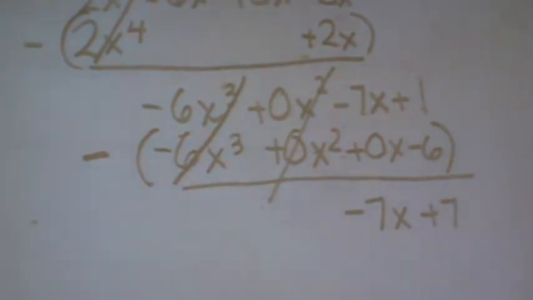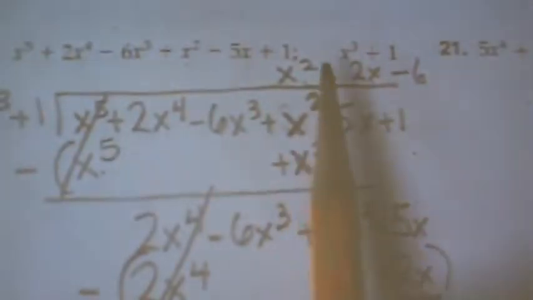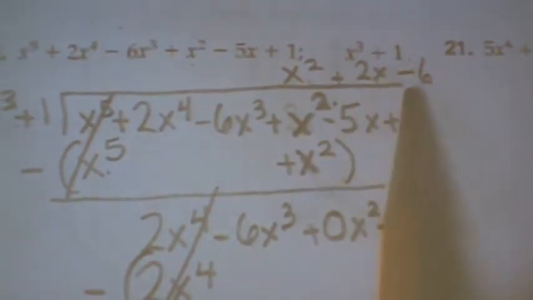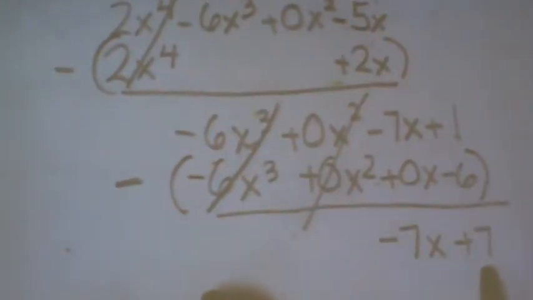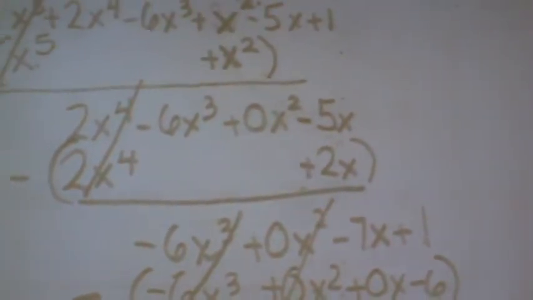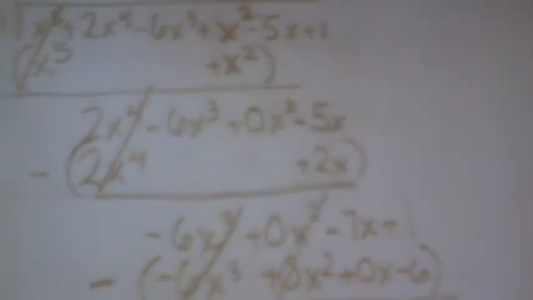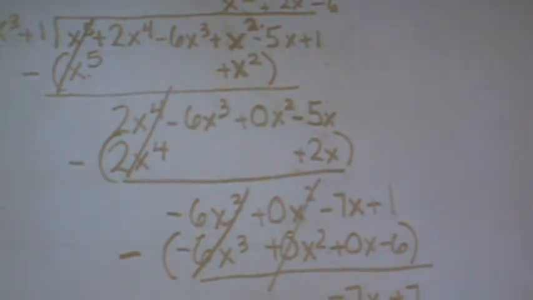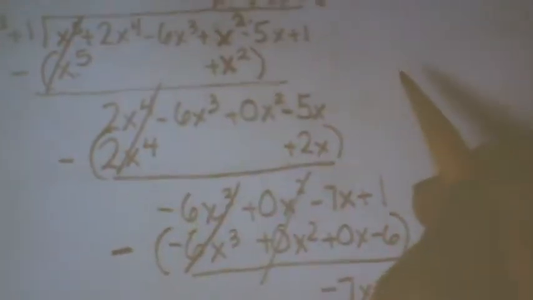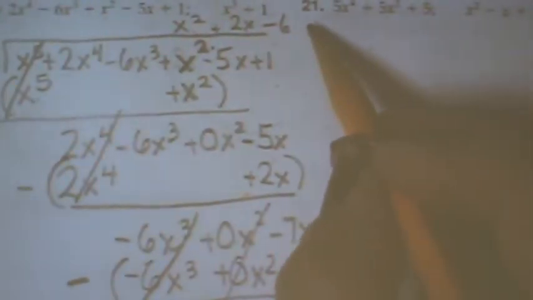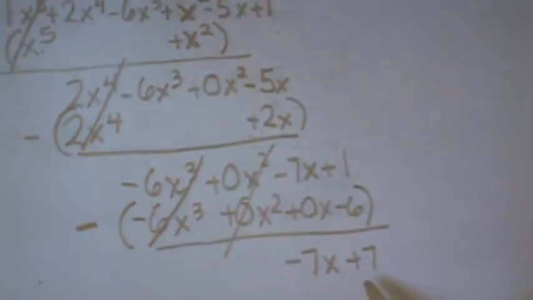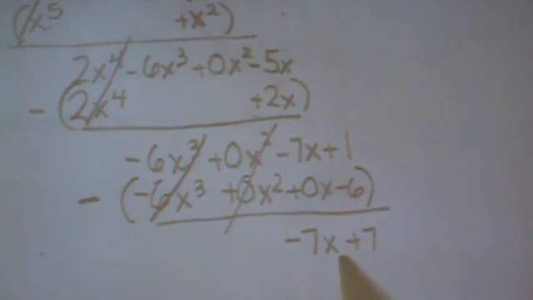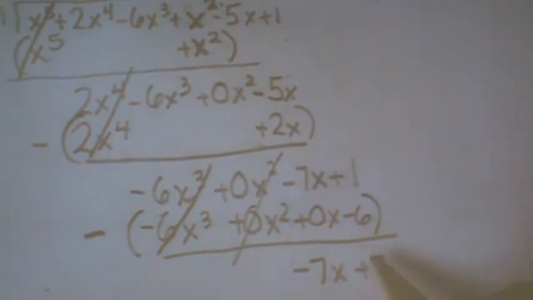So what's your answer? The quotient is x squared plus 2x minus 6 with a remainder of negative 7x plus 7. Last one, number 21. You don't throw that negative 7x plus 7 over that one in long division, do you? Yeah, well, you put it next here, and your answer should be this plus negative 7x plus 7 over x cubed plus 1. Okay, so you're still throwing it over the divisor. Yes, you're bringing it up.